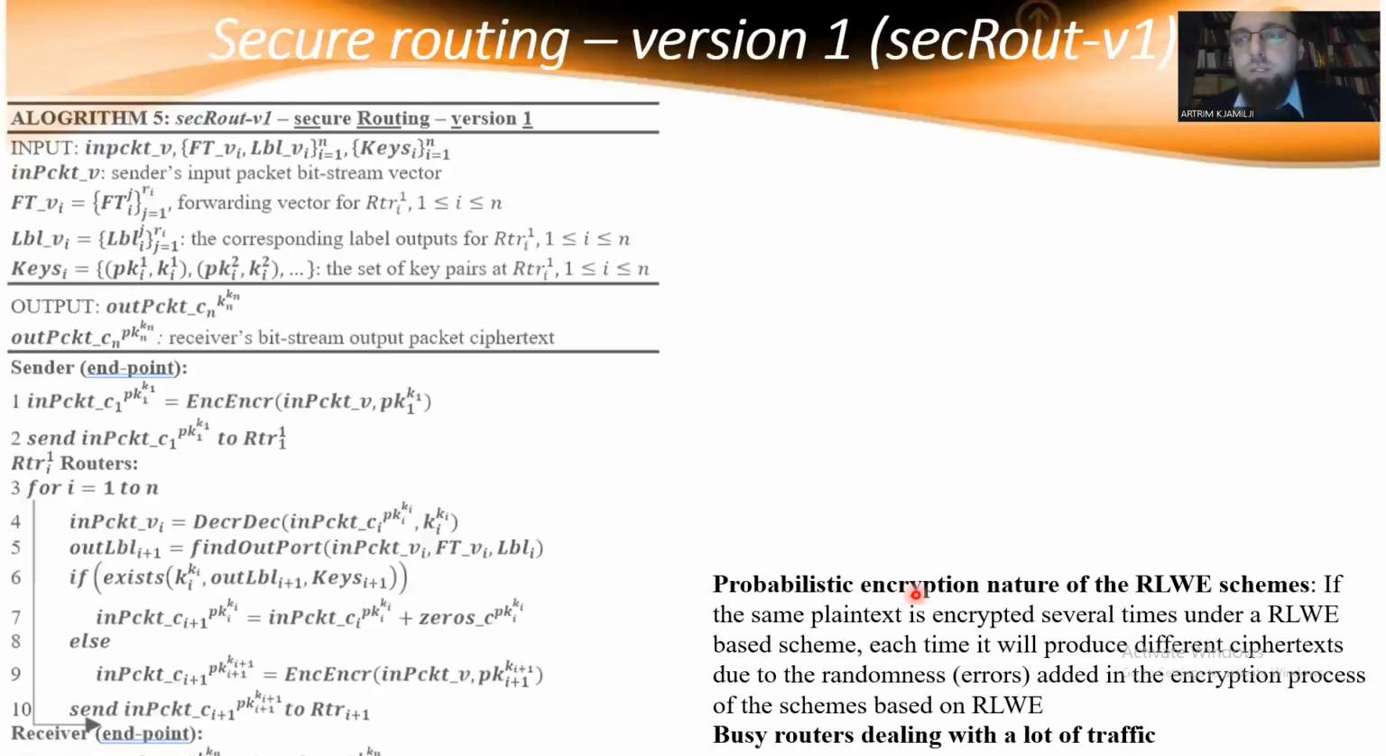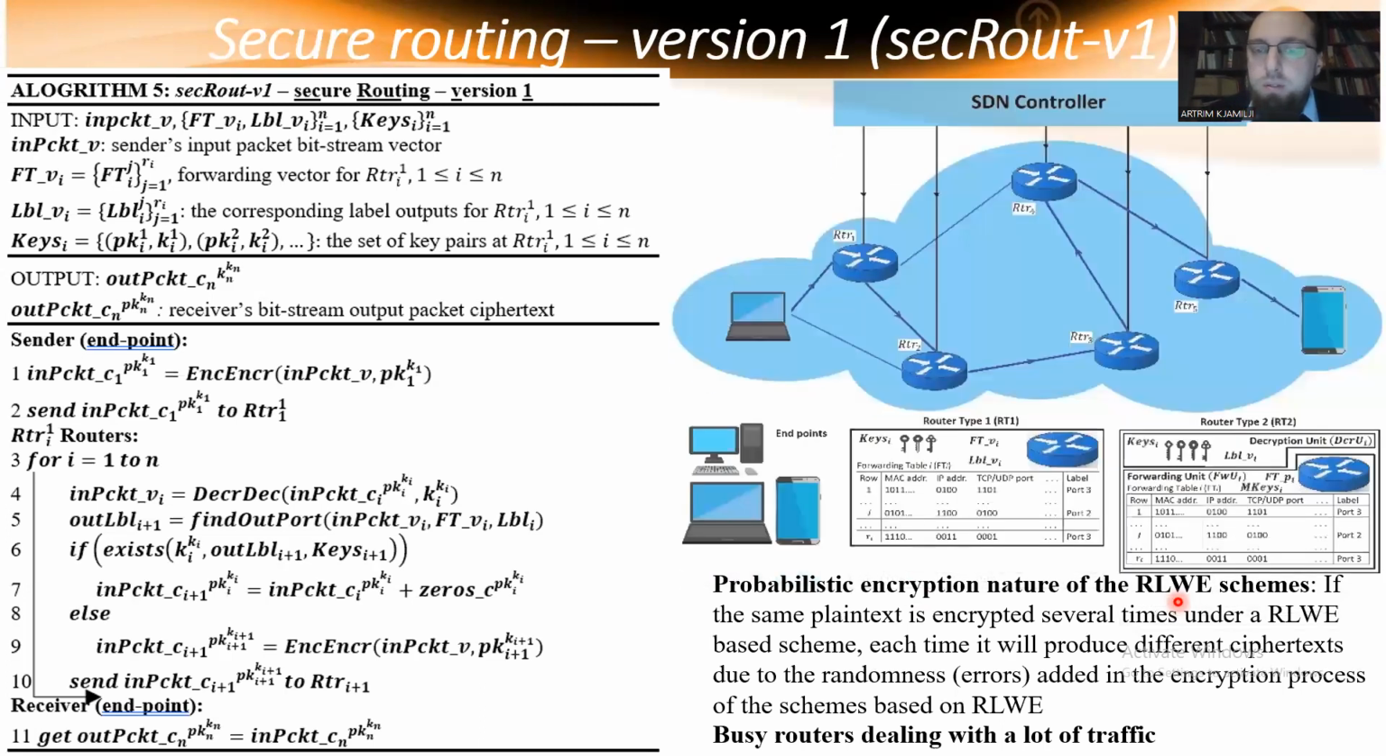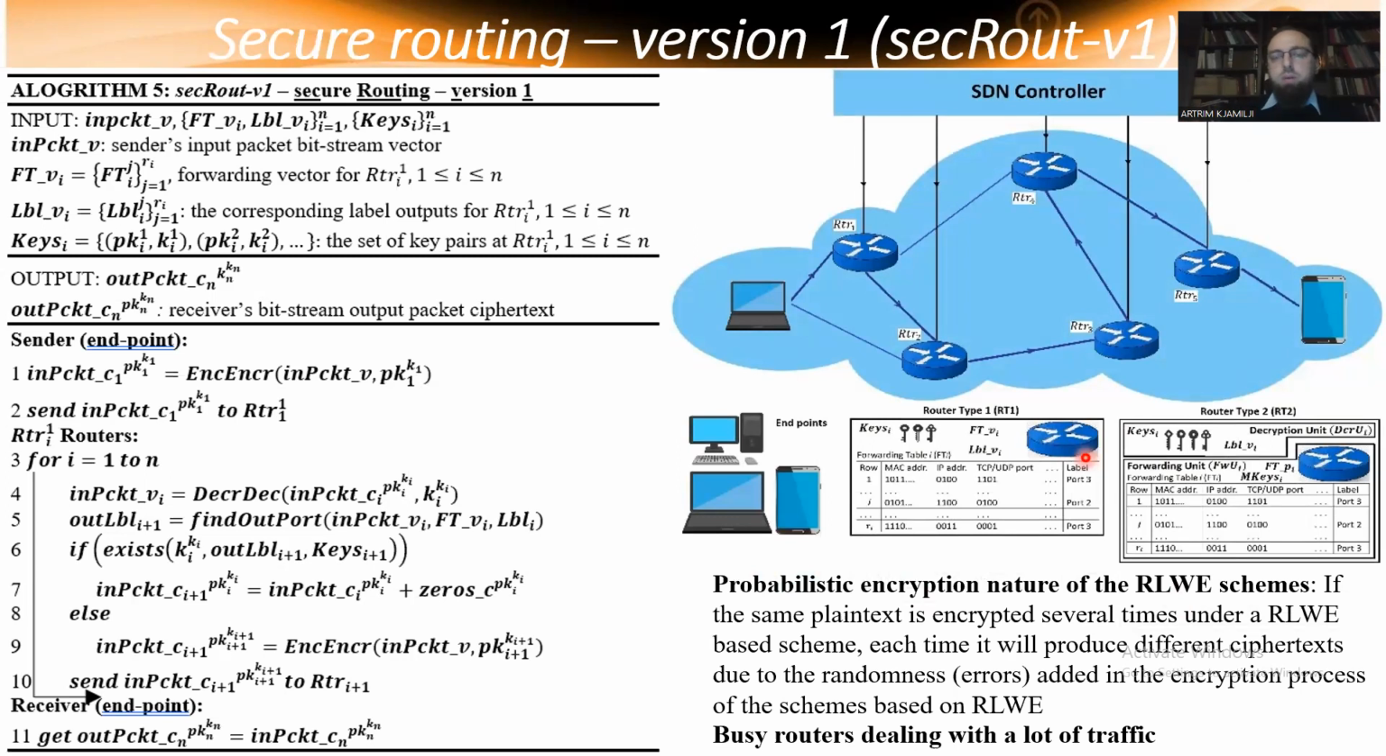Now let's see our first secure routing protocol, secure routing version 1. A kind reminder that the RLWE schemes that we just explained, or somewhat homomorphic encryption schemes, are probabilistic in nature. That means if we take the same plaintext and we encrypt it different times, in all of those times we're going to get different ciphertexts. This is due to the probabilistic encryption nature of the explained schemes.